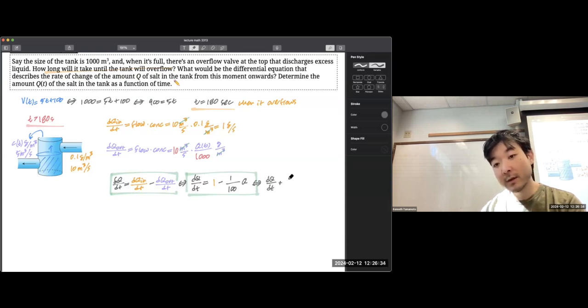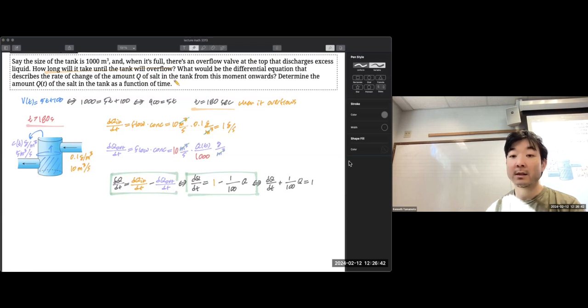You're just going to add the 1 over 100 and make this equal to 1. But this is a constant, so this right here is 1 over 100. This is a constant. So you can use the method of undetermined coefficients.